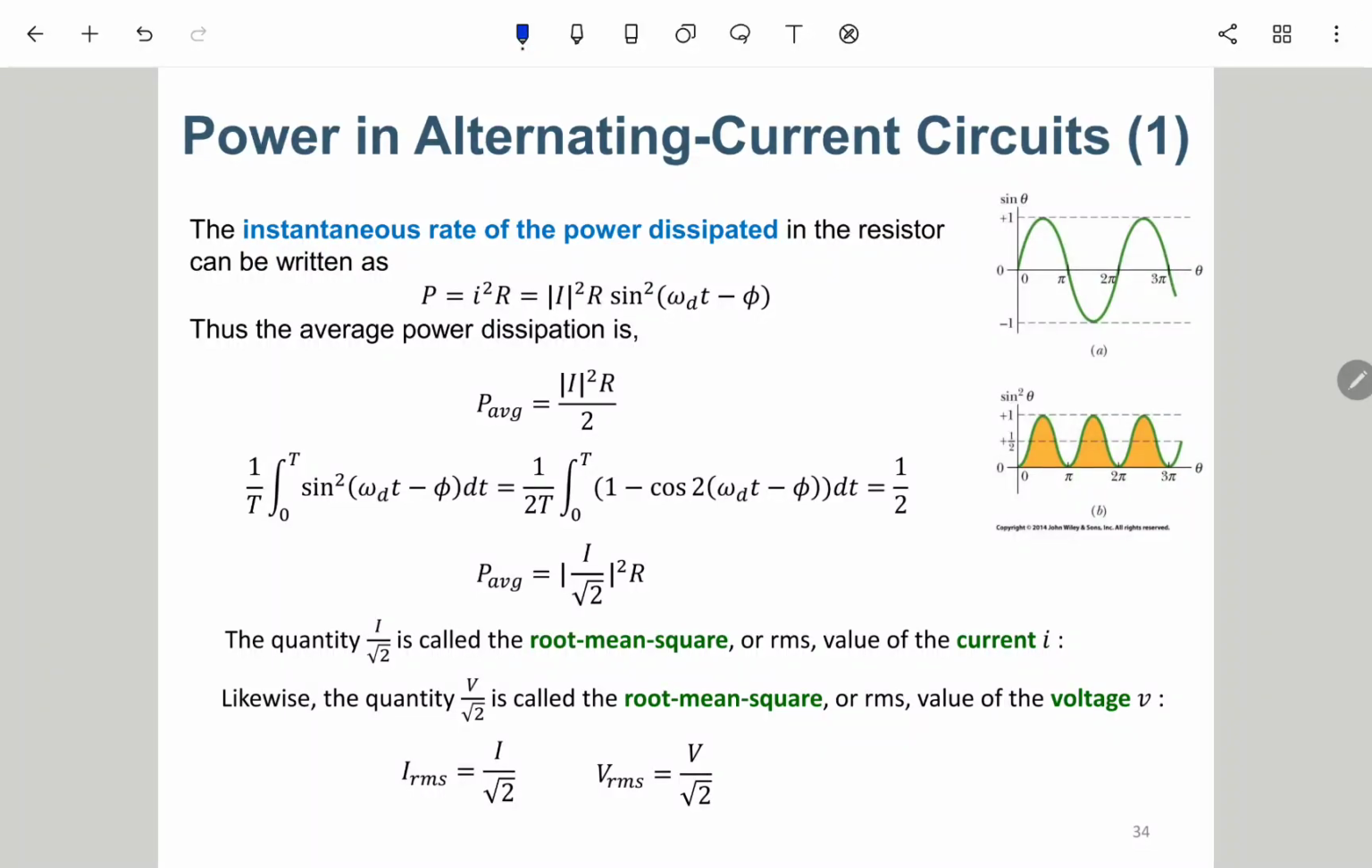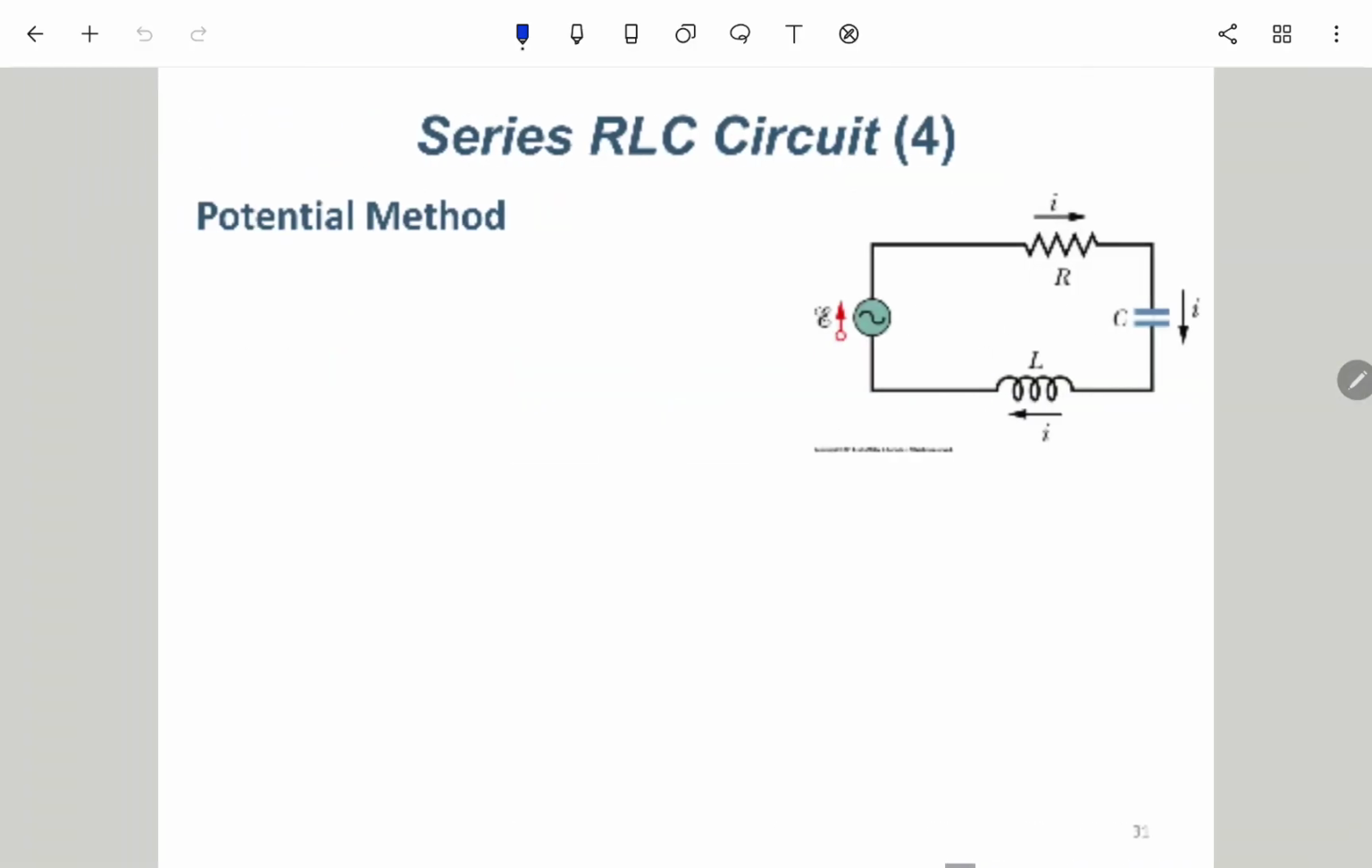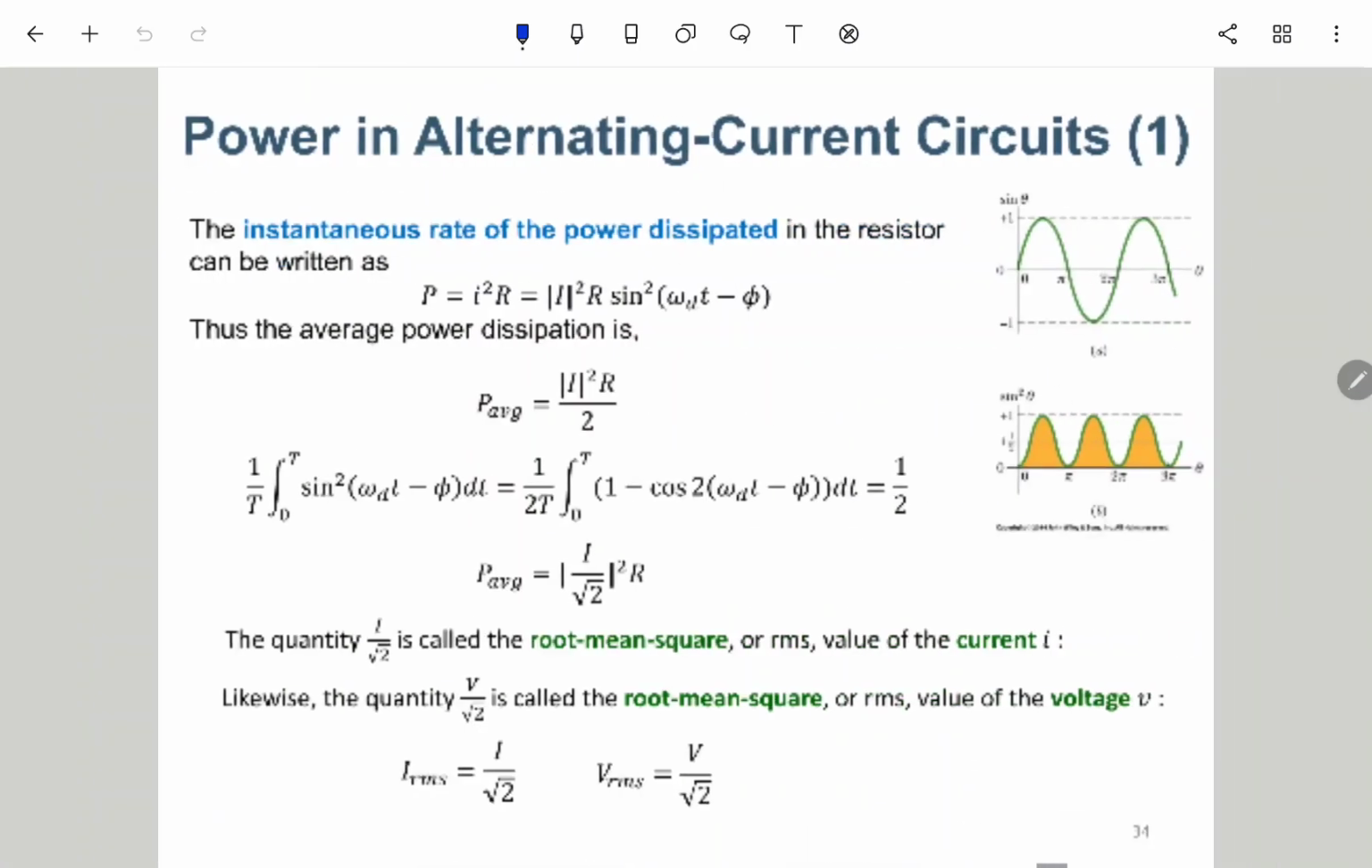Okay, so this part is about the power in the AC circuit. Here's the instantaneous rate of power dissipated in the resistor, which can be written as... actually, this is for the RLC circuit. The only element that consumes power, that dissipates power, is the resistor. The capacitor and the inductor just alternately store energy in the E field and B field, so they don't dissipate any power. The only element that dissipates power is the resistor.